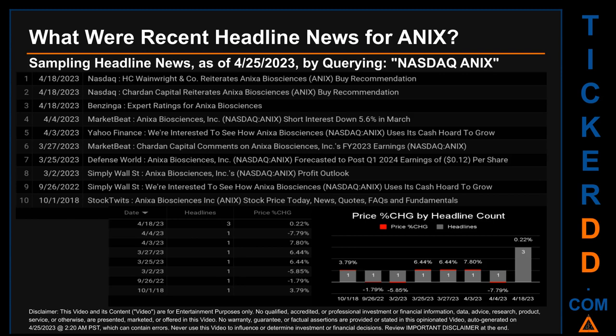NASDAQ published the headline that read, H.C. Wainwright & Company reiterates ANIX Biosciences, ANIX, buy recommendation. NASDAQ published the headline that read, Chardon Capital reiterates ANIX Biosciences, ANIX, buy recommendation. Benzinga published the headline that read, Expert ratings for ANIX Biosciences.